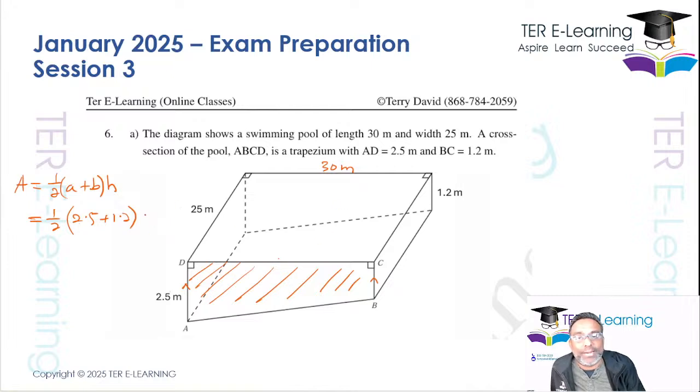Now the spacing between the two parallel sides here is going to be 30. So this is going to be 2.5 plus 1.2, multiplied by 30, multiplied by 0.5. So I'm getting 55.5, and this is meters squared, right? Let me double check that. 2.5 plus 1.2. Yeah, so that's 55.5 meters squared, right? I don't know if anybody worked that out before, right?